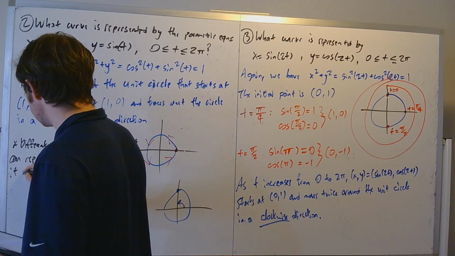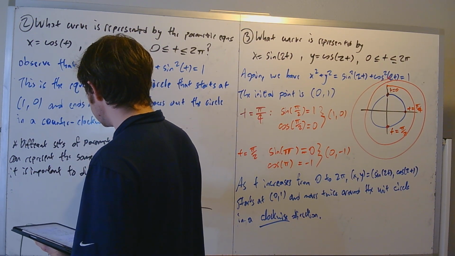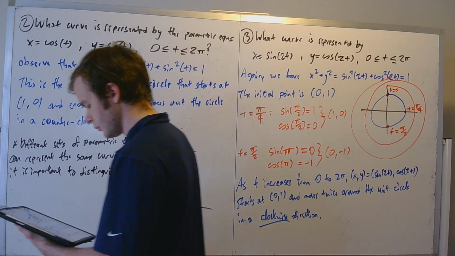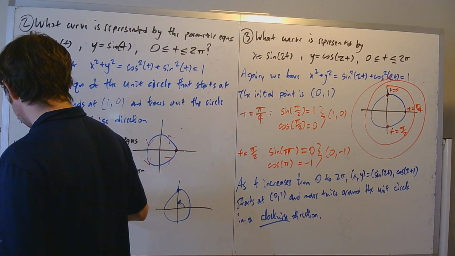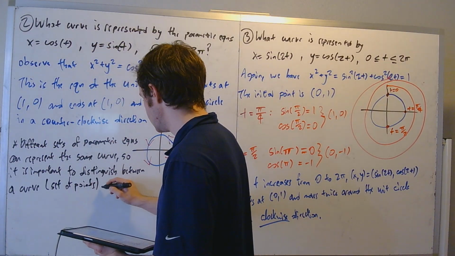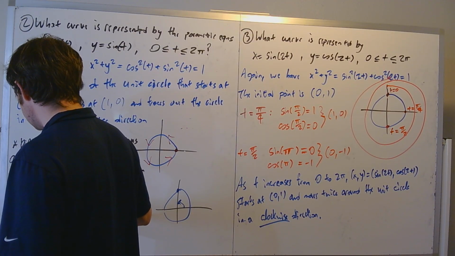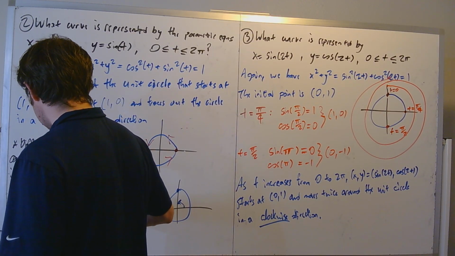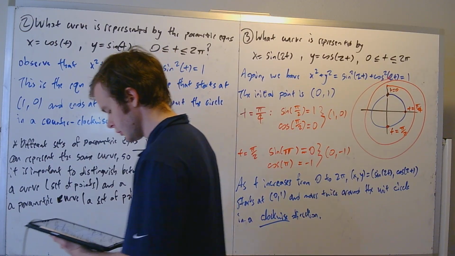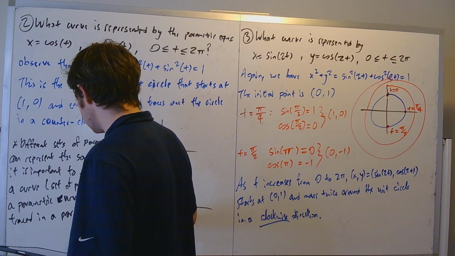So it is important to distinguish between a curve, which is just a set of points, right, the x values and the y values, and a parametric curve, which, as I said, is a set of points traced in a particular way.